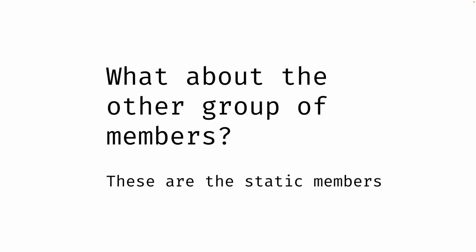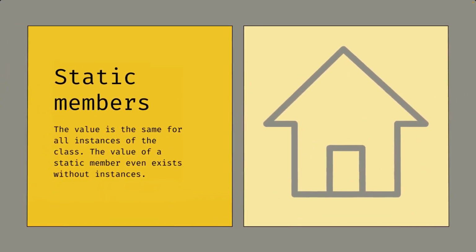So, what about the other group of members on the class? The ones that belong to the class and not to the instance. These are the so-called static members. They are the same for all the instances of the class, and we will see these later in more detail. But let's briefly touch upon them here already. Static members exist independently of the instances, so they already exist after defining the class before having created an instance with a new keyword.